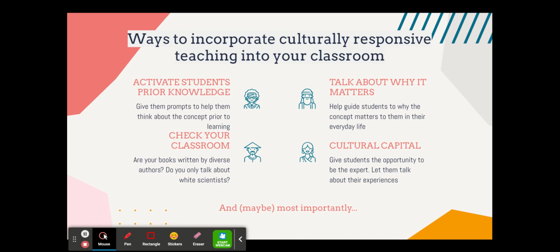You want to activate students' prior knowledge. Help them think about what they're going to be learning about and see if they already know some stuff. They for sure know more than they think they do. Check your classroom. Are you only talking about white scientists? Are all of your books written by white people? If they are, change some things up. Make sure some more cultures are represented. Talk about why it matters. It'll help students understand why you're learning about it and will make them want to learn more about it.